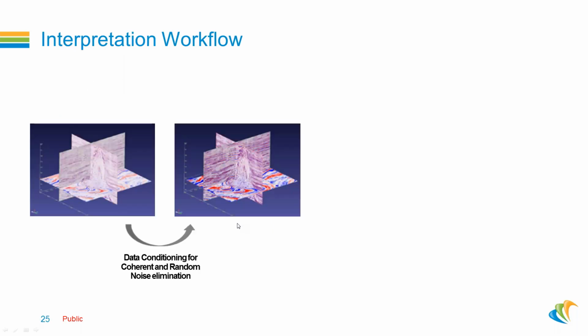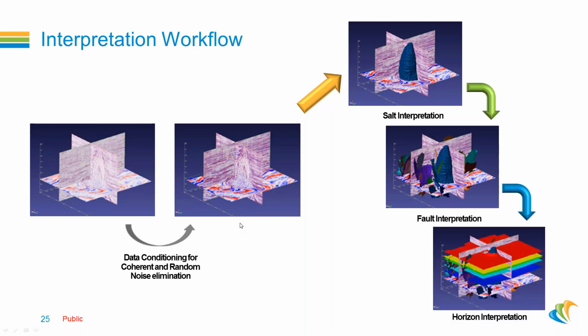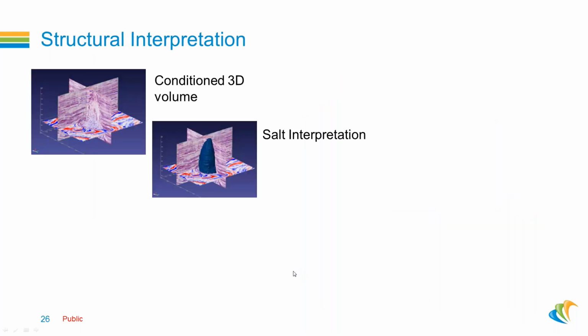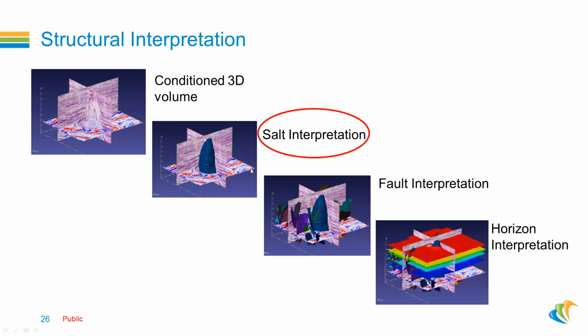In the interpretation workflow, as usual, we data condition the data, go for salt interpretation, fault interpretation, and finally horizon interpretation. Why? Because we can use this geobody as a constraint to interpret and generate the fault planes, and also use both of them as a constraint to interpret the horizons. What we have here is data conditioning, salt interpretation, fault interpretation, horizon interpretation, and we are going to focus now on the salt.